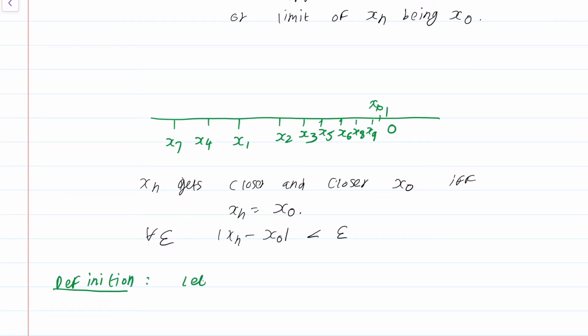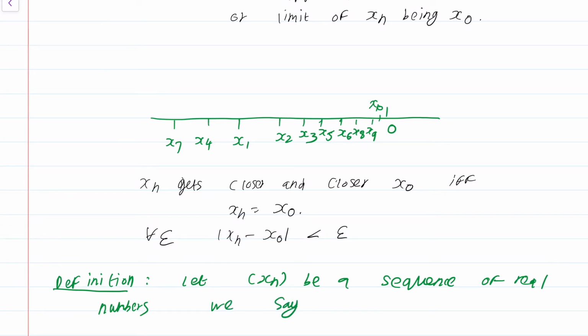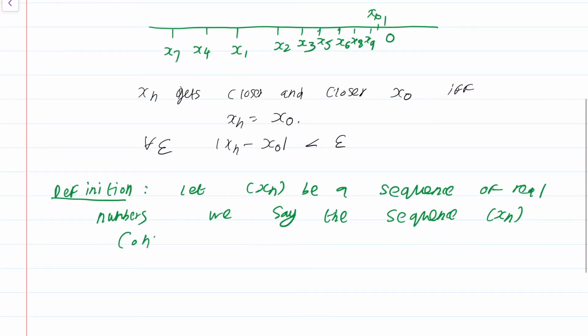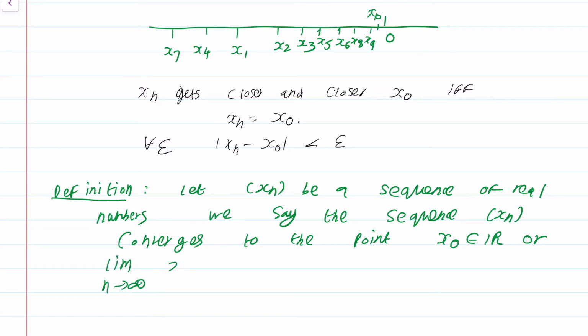Let xn be a sequence of real numbers. We say xn converges, we say the sequence xn converges to the point x0 in R, or limit n going to infinity xn equal to x0, or xn converges to x0.